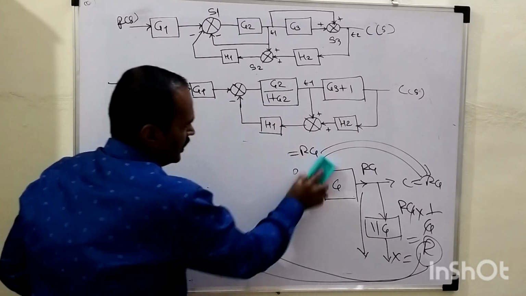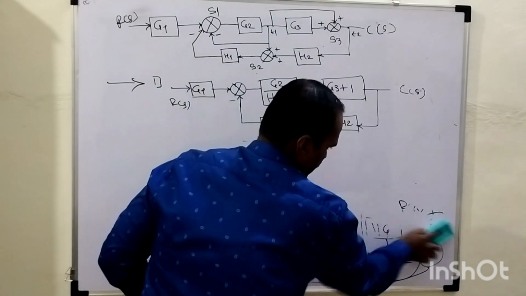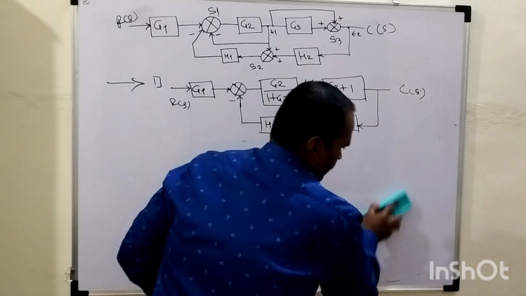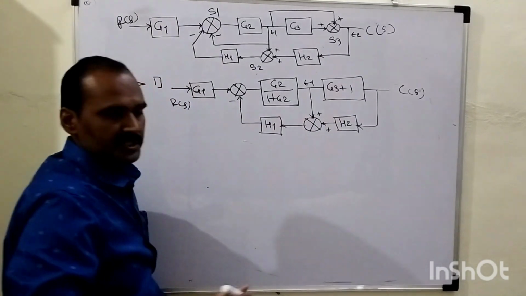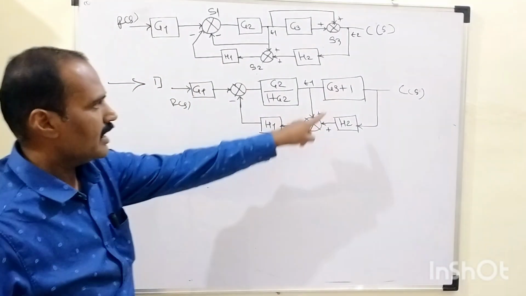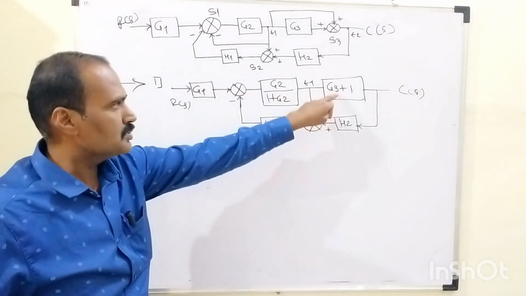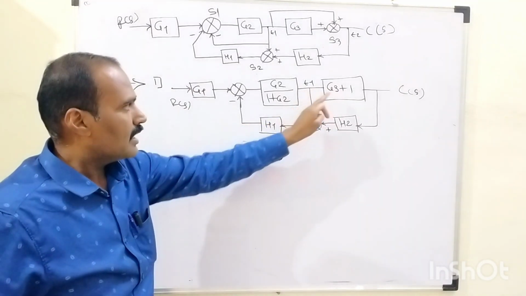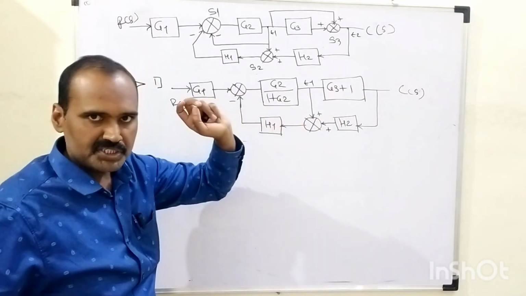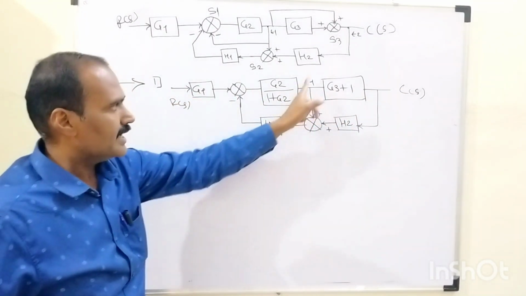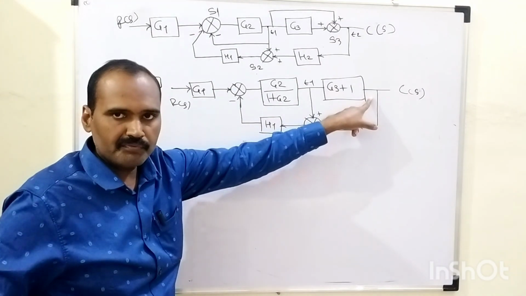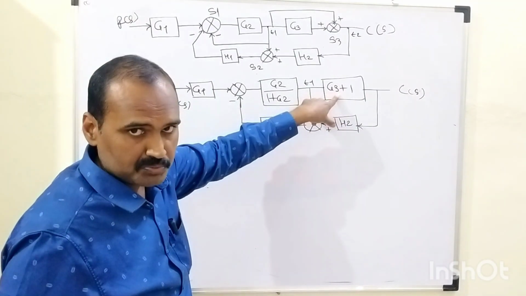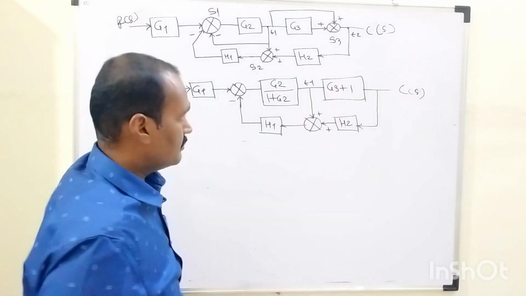As a result of doing this, we need to identify which takeoff point we need to shift, and while shifting this takeoff point, what will be the gain of this newly added block? That depends upon the gain of the block after which we are shifting the takeoff point, whose gain is nothing but G3 plus 1, right? Once that takeoff point is shifted after this block, we need to add one more block whose gain is exactly equal to the reciprocal of this G3 plus 1. So it will become 1 over G3 plus 1.